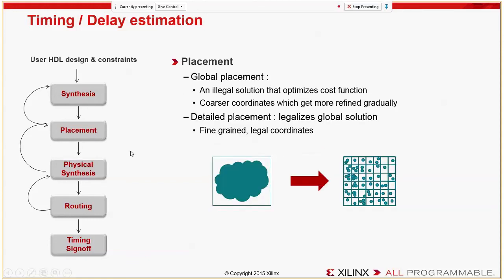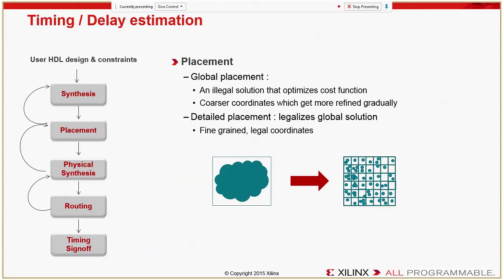The next step in the flow is the placement step. So this typically involves two stages. One is global placement, which produces an illegal solution that optimizes a real cost function. And typically this starts with coarser coordinates which get refined more gradually. The next phase is a detailed placement step which legalizes the global solution found in the previous step. And this results in more fine-grained and legal coordinates.